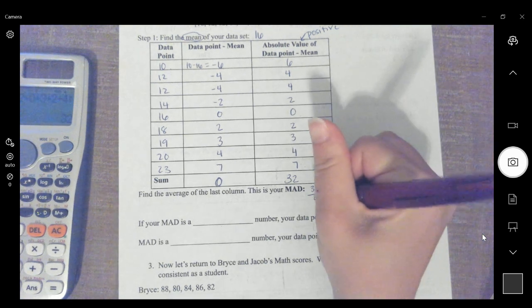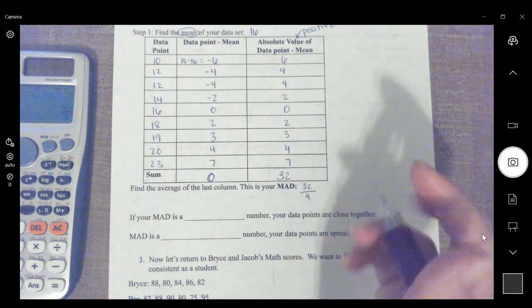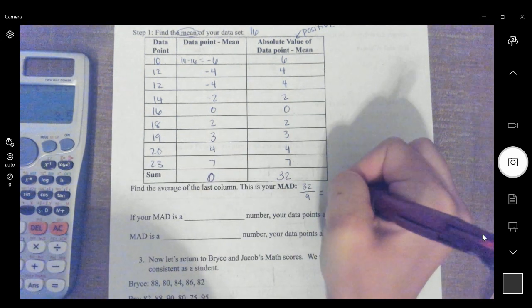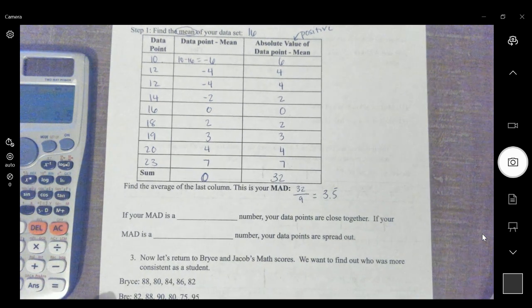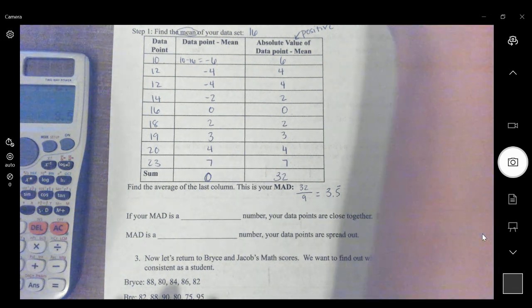So divided by 9. And you do count the 0 as a number, which is 3.5 repeating. Okay, so my mean absolute deviation is 3.5. And this is telling you on average how far away they are from the mean. So your numbers are about 3.5 units away from the mean on average.